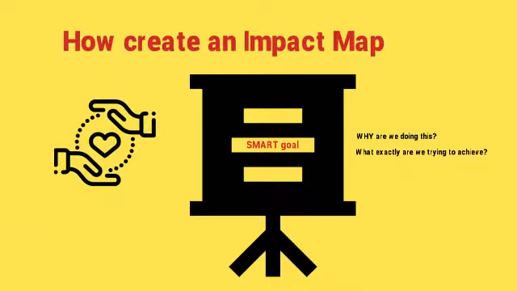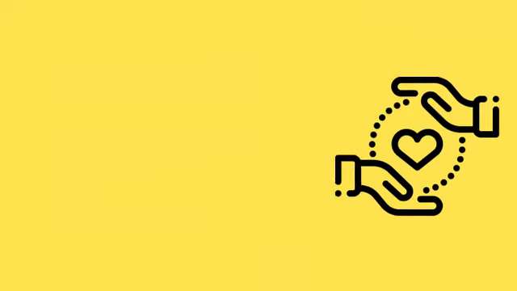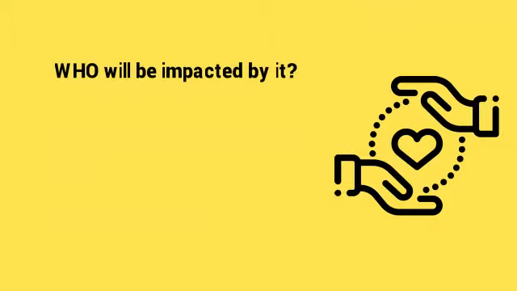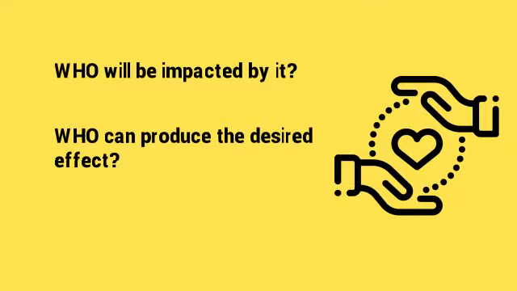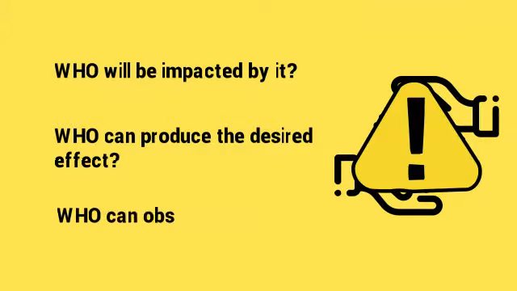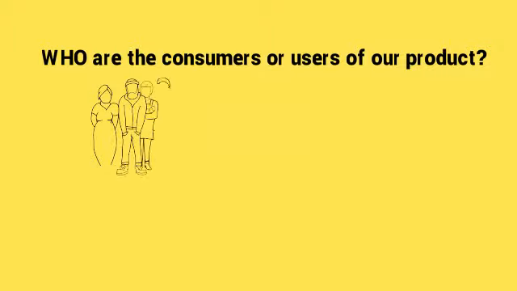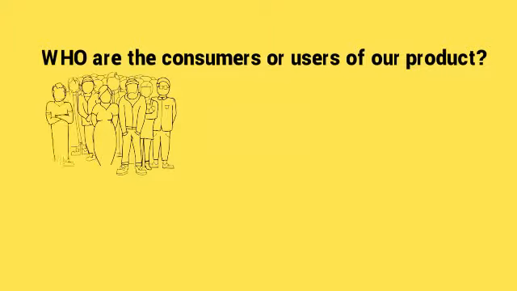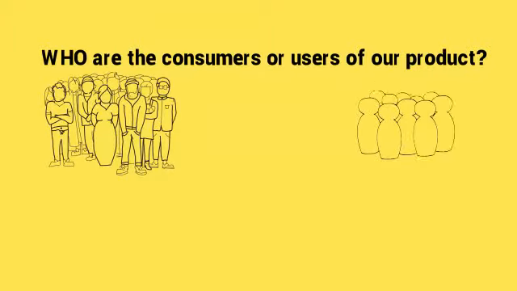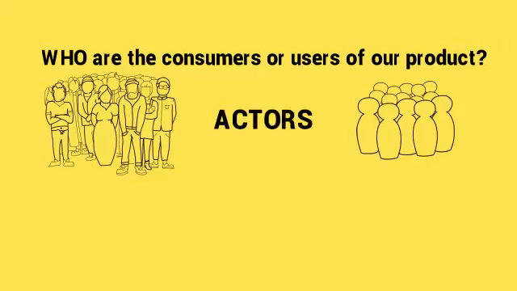Discuss and try to answer next questions. Who will be impacted by it? Who can produce the desired effect? Who can obstruct it? Who are the consumers or users of our product? Here, we think about real groups of people, not abstract. They are referred to as actors.